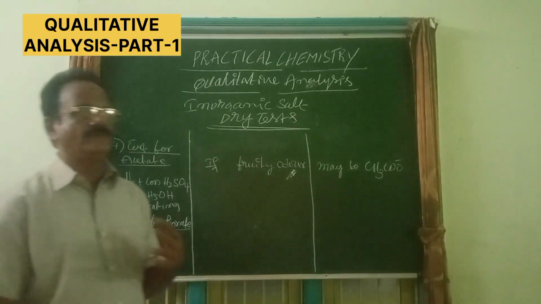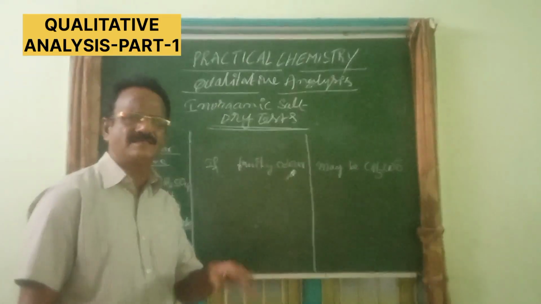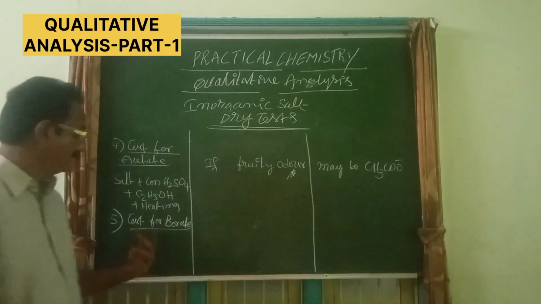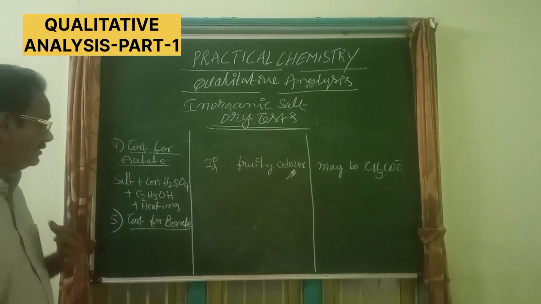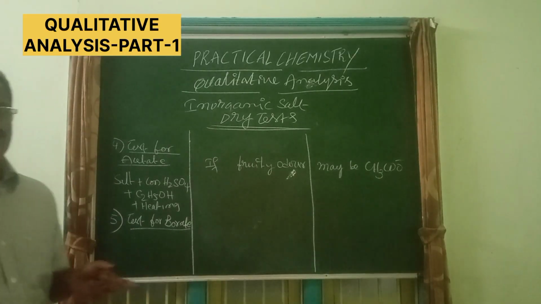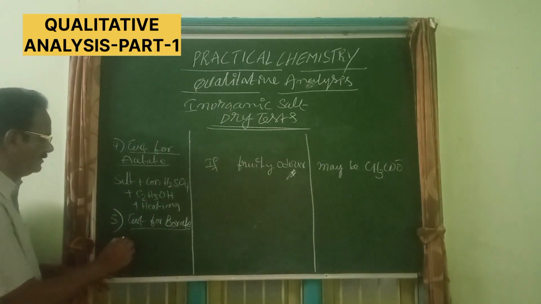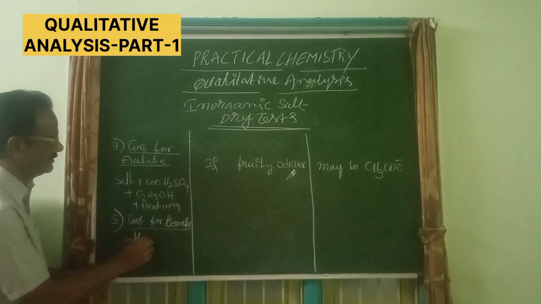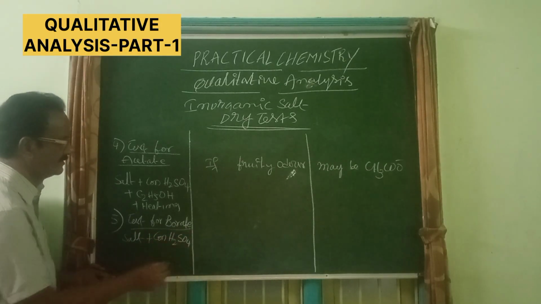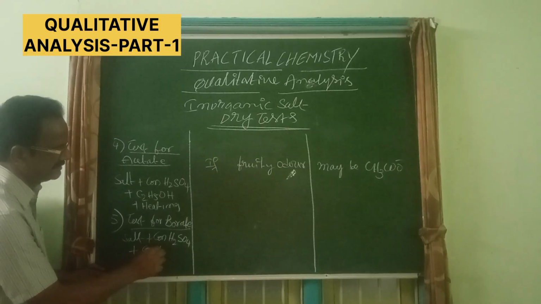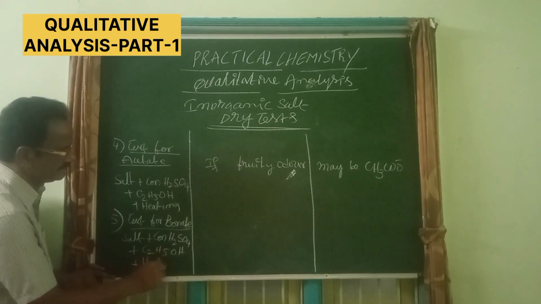Okay, so after confirming there is no acetate, if there is such type of observation, there is acetate. If there is no acetate, then you have to test for borate. So what chemicals you have to add during the identification of borate means, here salt plus concentrated H2SO4 plus ethyl alcohol, followed by heating.